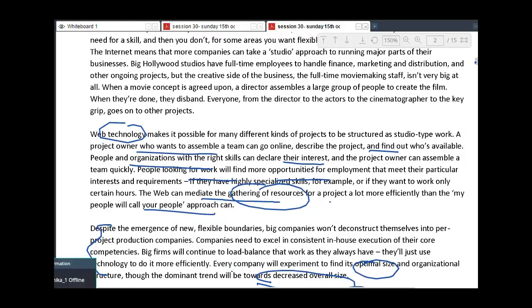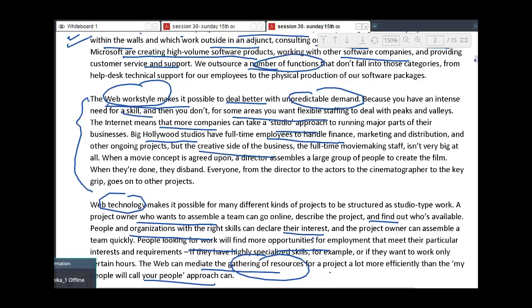So this also focuses on the same thing. Again, unpredictable demand. Why? Because demand is unpredictable, so there is no need for you to hire too many people. Everyone, when they are done, they disband. Who are these they people? The workforce. So when you are marking the answer, people, you must see the hint. I am giving you the evidence. And when you summarize the RC completely, you have the right answer.